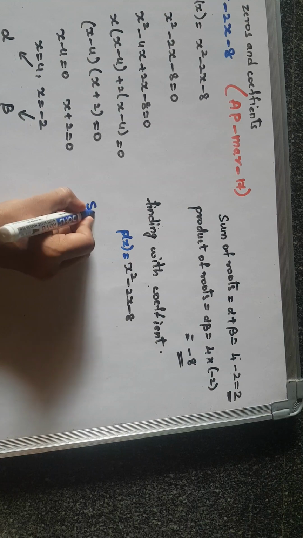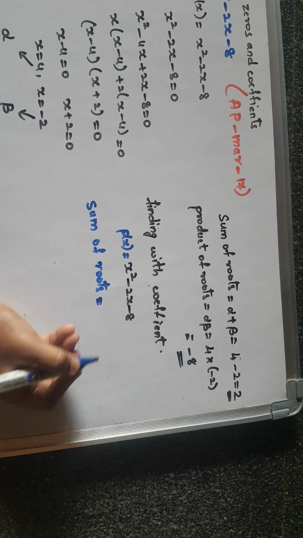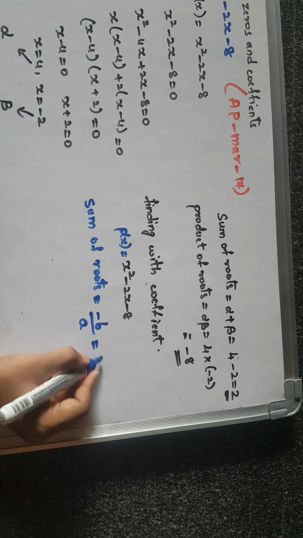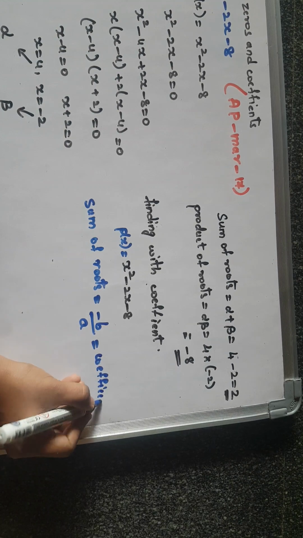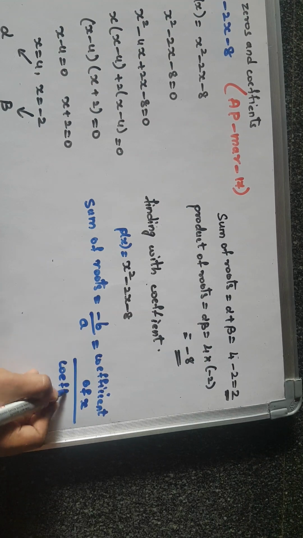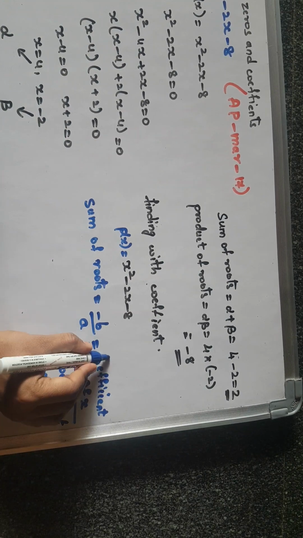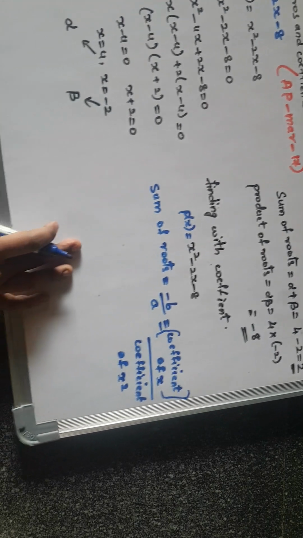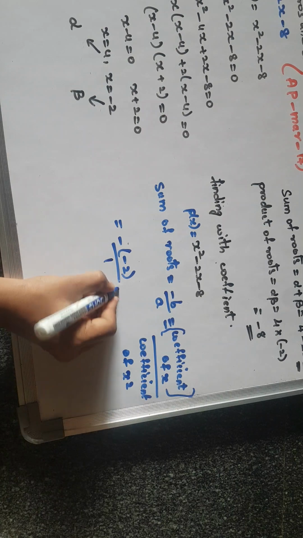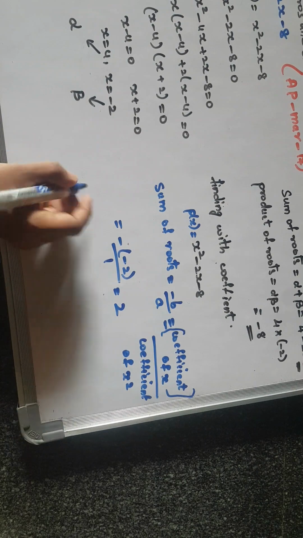Now write the sum of roots. What is this? Minus b by a, which is minus of the coefficient of x by the coefficient of x square. What does this value become? Minus of minus 2. What is the value of a here? 1. So this value is becoming 2, since minus into minus becomes plus.